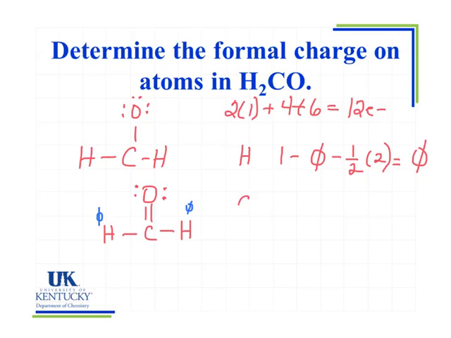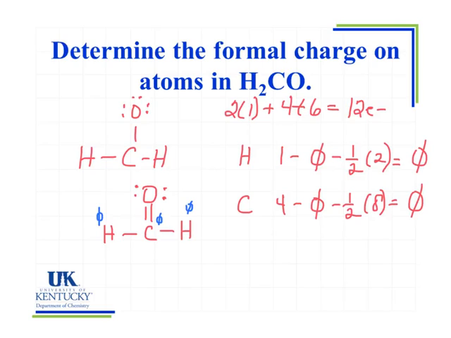Now I'm going to look at my carbon atom. It would have 4 electrons in the isolated atom. It has no non-bonding electrons, and it has 8 electrons around it, so I take half of 8, and that's going to give me a formal charge of 0 as well.